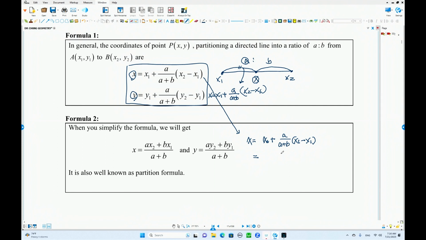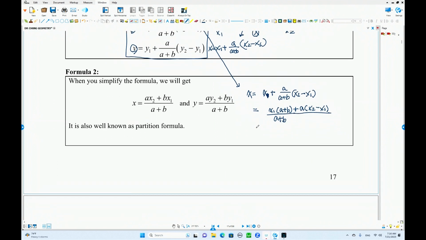Just to simplify. So this is x1, the common denominator is a plus b. So a plus b over a plus b, you multiply it to the x1, same number, so the common denominator is a plus b. I'm going to continue right over here, so a times x2 minus x1. That's right. Now simplify this.